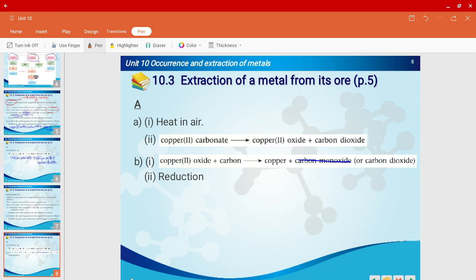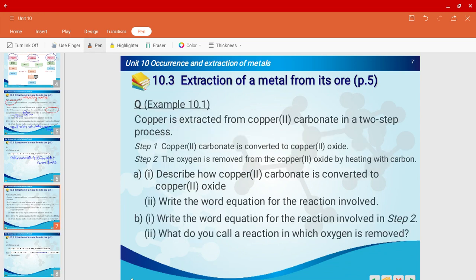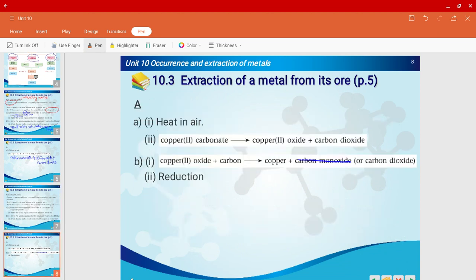You can already see the answer of question 2, but let's go back. What do you call a reaction in which oxygen is removed? I've just introduced that earlier in the notes. It's carbon reduction, right? So reduction is the answer. You can either write reduction or carbon reduction, that's fine.